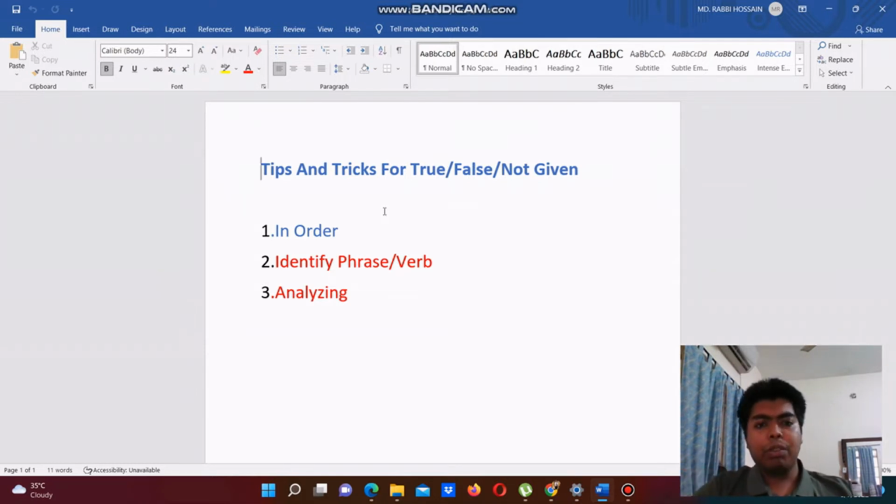So next, when you're reading the question, you always have to identify one phrase or verb which will be the deciding factor whether it will be true or false or maybe false or not given, and you have to analyze that. So analyzing is also one of the most key factors when you're solving true, false, and not given. So you have to analyze that after identifying the phrase and verb.